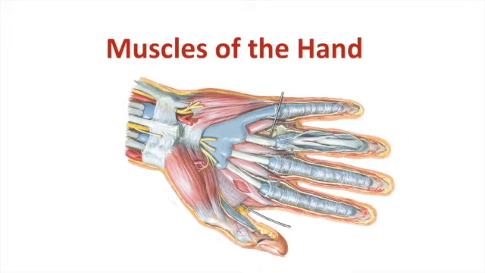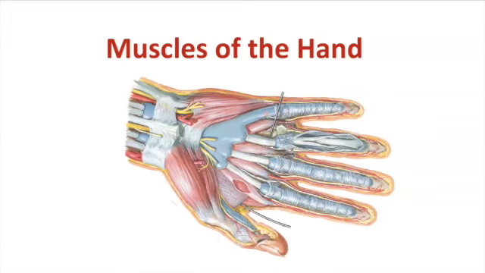But when we see intrinsic muscles of the hand, as their name indicates, they originate and insert within the hand. They are short and weak muscles, and they are responsible for fine movements like threading a needle, writing, buttoning, closing and opening our zippers. So all these fine movements are responsibilities of intrinsic muscles.